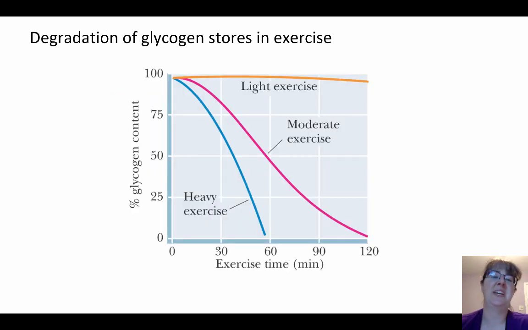So looking more specifically at just glycogen stores in exercise, if you keep a really light exercise, your glycogen stores don't change very much. Over 2 hours, they finally start to dip a little bit. But again, light exercise shows very little change in glycogen stores. Moderate exercise, you do start to see your glycogen start getting burned up. But again, it looks like it takes about an hour for that to go down by about half. Heavy exercise then happens faster, as you might imagine.